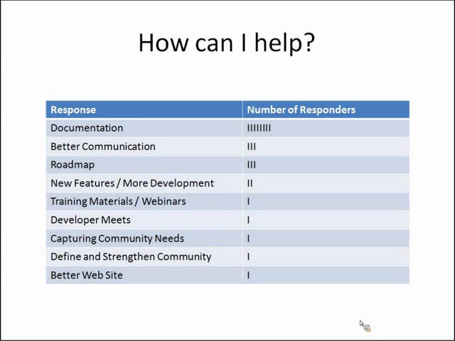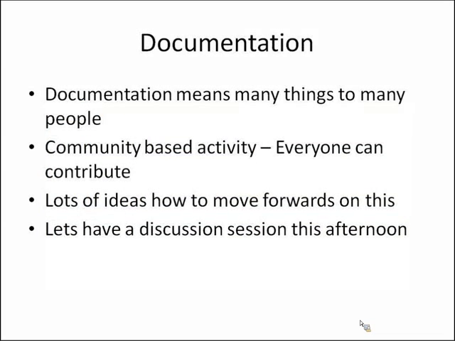Everybody pretty much said documentation. A lot of people said that without any context, so more explanations needed. We had a number of comments about communication from EPrints, about the roadmap, about more development, more features, and then some kind of a tail at the bottom: better website, capture community needs, developer meets. Again, looking at the top of this, documentation and communication seem to be the key requirements people are immediately aware of.